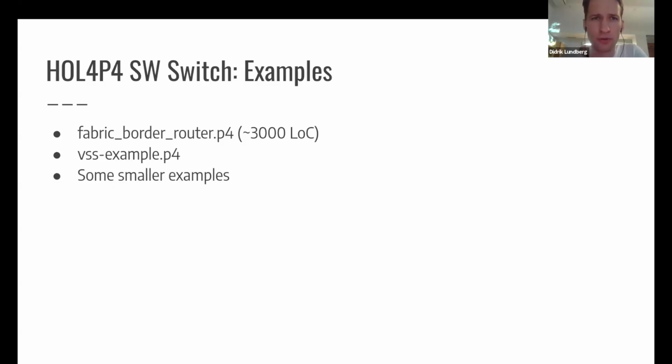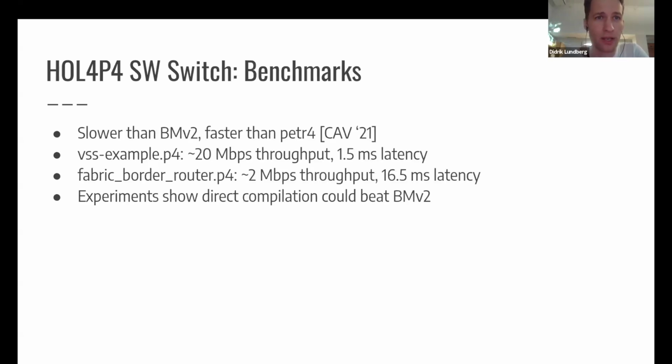So what kind of experiments did we do with this? We've experimented with compiling a few programs using hard-coded table configurations. And the largest example is the Google Fabric Border Router P4 program, just below 3,000 lines of code, something like that. And then we also applied this to the familiar VSS example from the specification, ported to V1 model. And of course, some smaller examples for testing and micro benchmarking. This is all in the upcoming paper, which also contains a lot more detailed benchmarks.